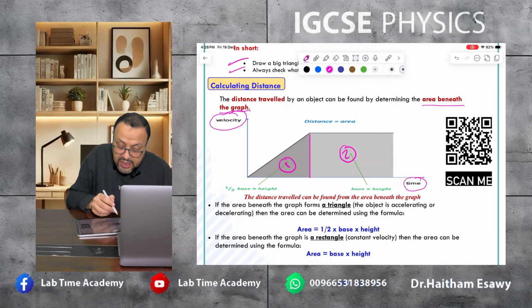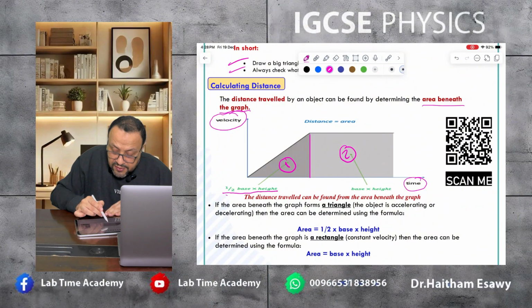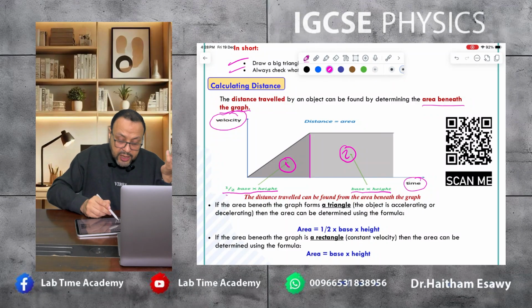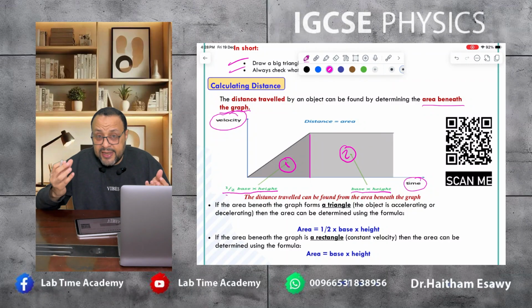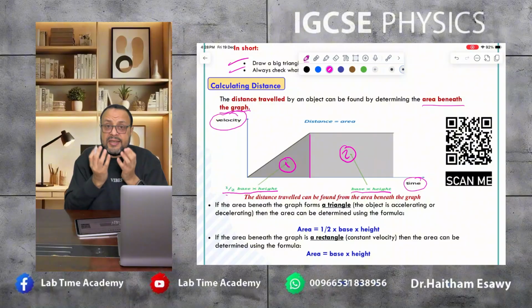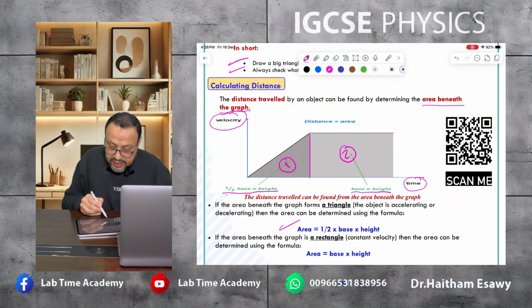You know that the area of the triangle is half times base times height, and the area of the rectangle is base times height. After you calculate the area of the triangle, which is the first shape, and the area of the rectangle, which is the second shape, add them together to get the total area. That will be the total distance traveled. So here, half base height if we have the triangle, and base times height if we have the rectangle.